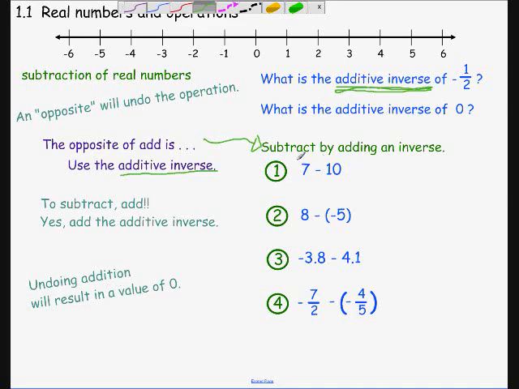So let's look at this one. This you're supposed to be subtracting, but we are going to convert it into adding. So we're going to say 7 plus a -10. We'll find the difference between them, which is 3. Take the sign of the larger one, -3.